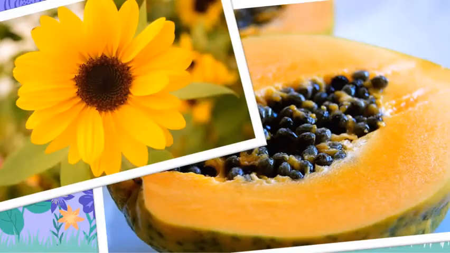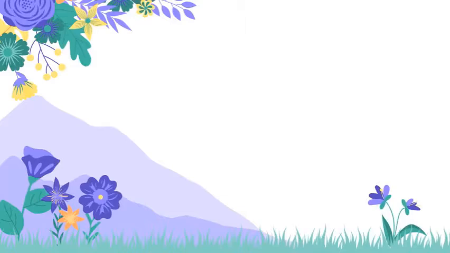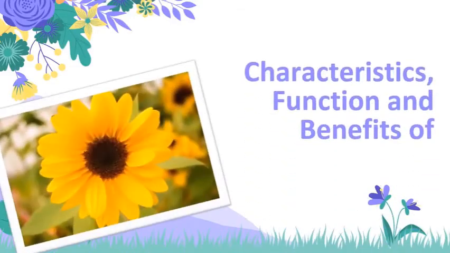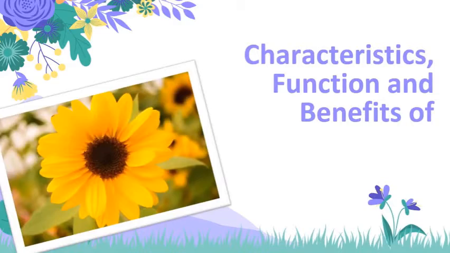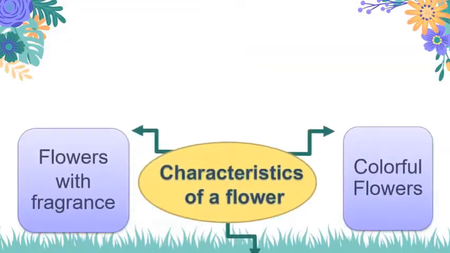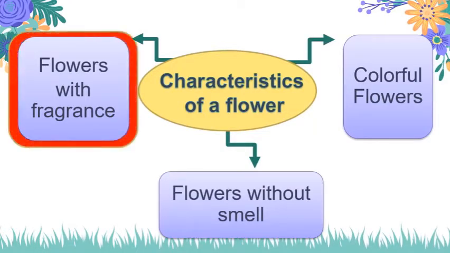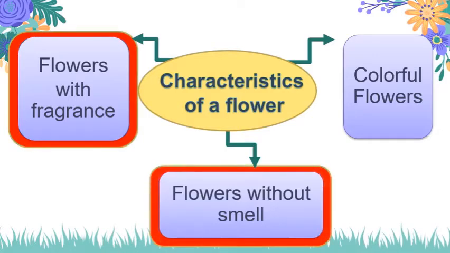Our lesson is about characteristics, function, and benefits of plant flower, fruit, and seed. First, let's talk about plant flower. What are the characteristics, function, and the benefits? First, let's talk about characteristics of a flower. There are flowers that has fragrance. There are also flowers without smell. And there are colorful flowers.